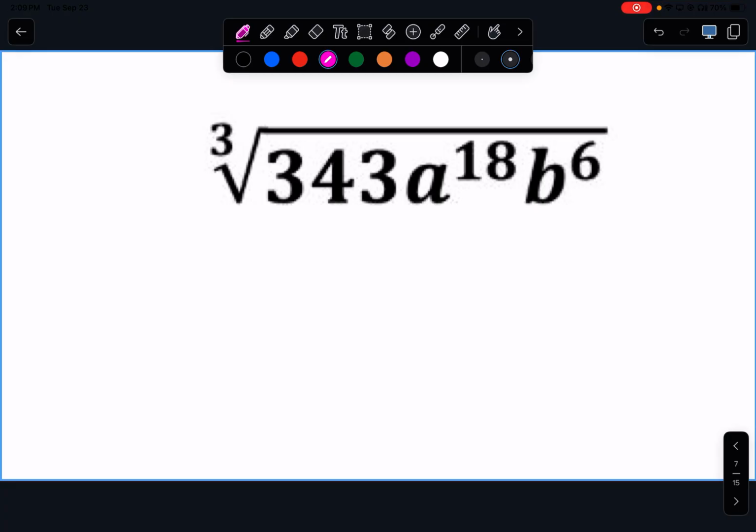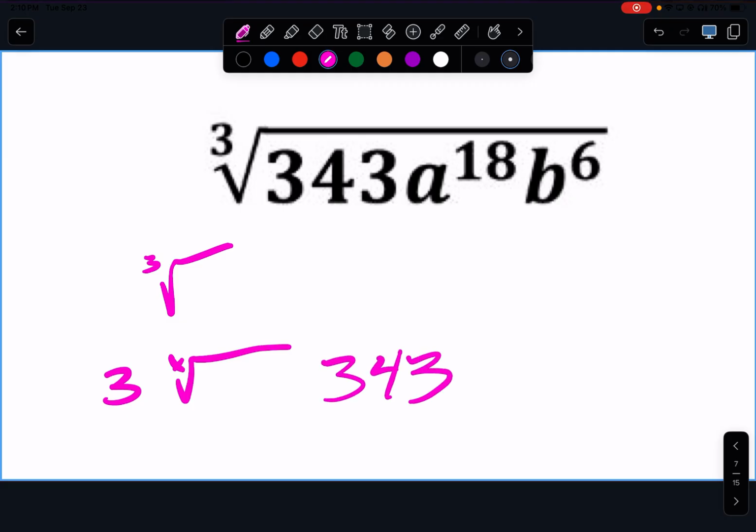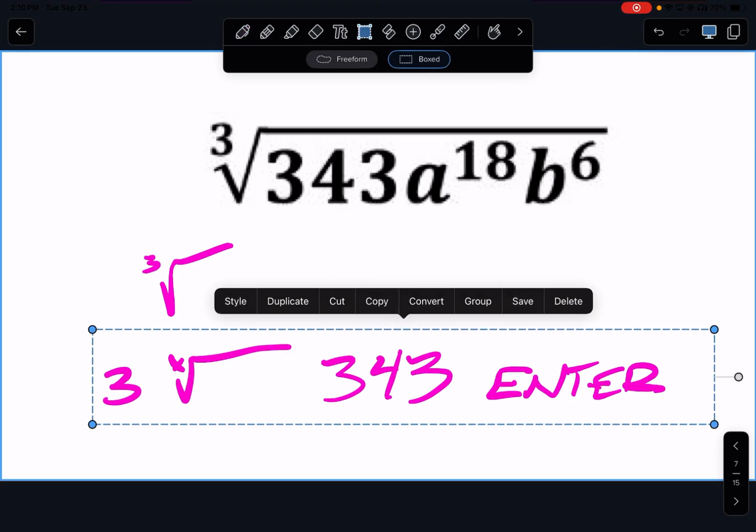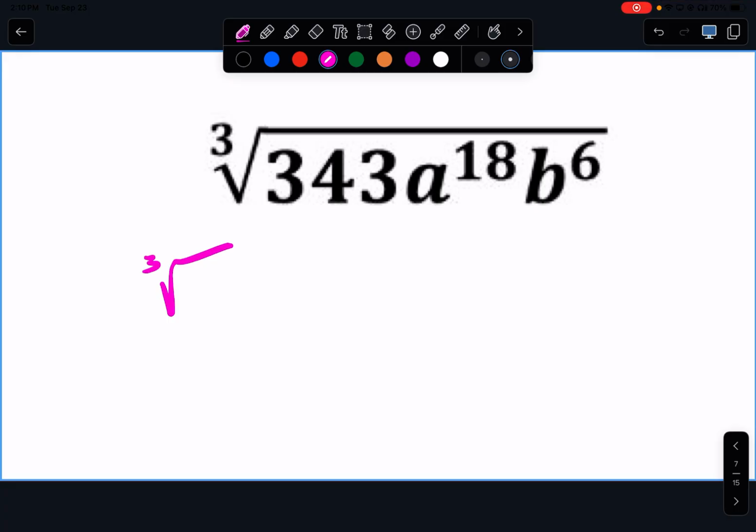But if you wanted to figure this out in your calculator, you would need to find the button. Some of you have a cube root button. Otherwise, you have to press 3, and then you have to find this button where you have the x and then the radical. And then you put your number in, and then you press enter. And that's going to give you 7. So this is going to be 7. And then what is the cube root of a to the 18?